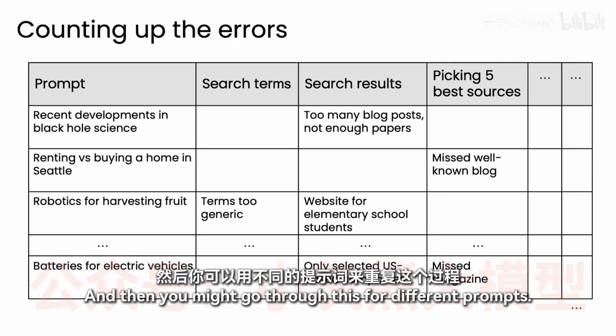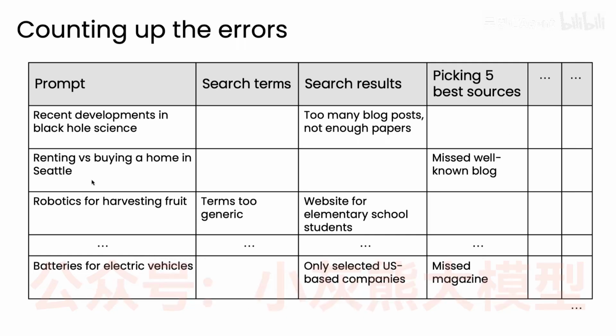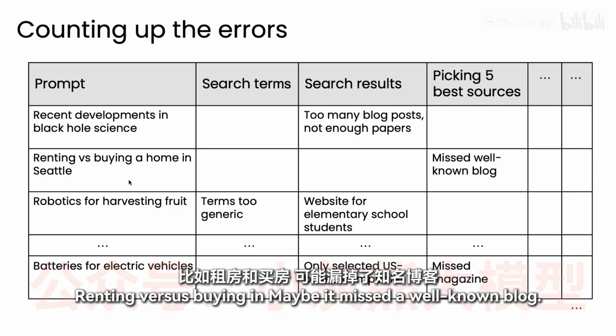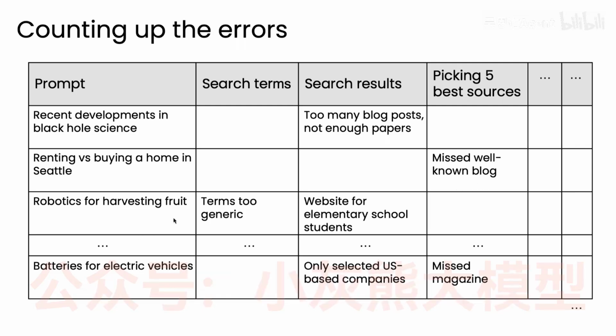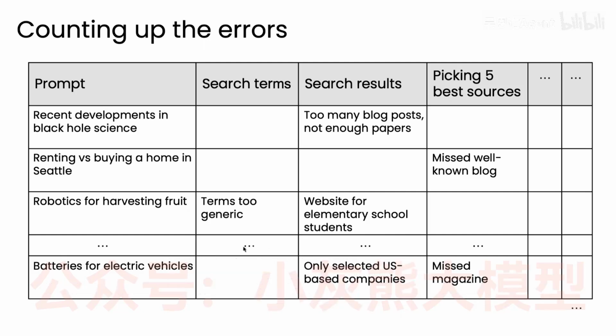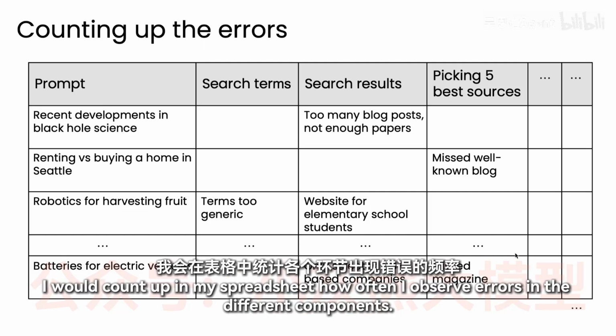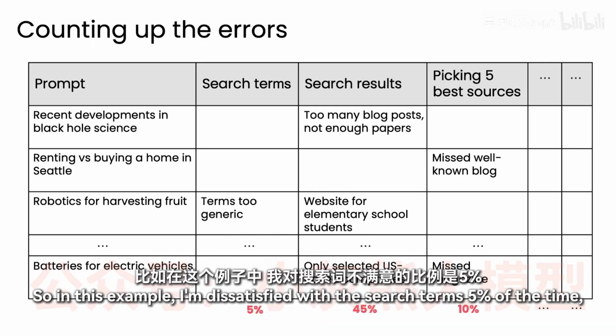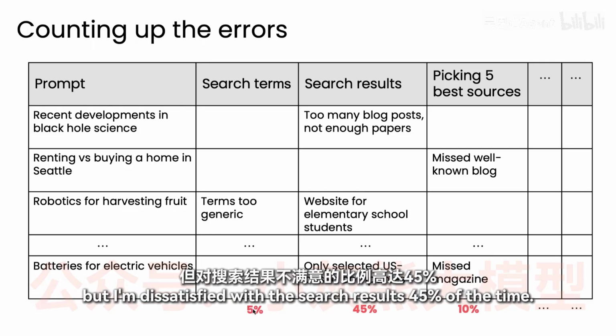And then you might go through this for different prompts. Renting versus buying in Seattle. Maybe it missed a well-known blog. Robotics for harvesting fruit. Maybe in this case, we look at it and say, oh, the search terms are too generic and the search results also weren't good, and so on. And then based on this, I would count up in my spreadsheet how often I observe errors in the different components. So in this example, I'm dissatisfied with the search terms 5% of the time, but I'm dissatisfied with the search results 45% of the time.